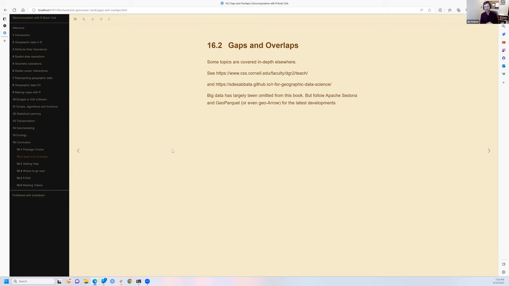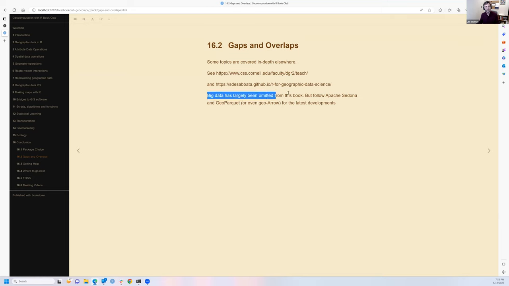I noticed in this book, not just in the conclusion, but throughout, they do mention other people's work, which I think is really generous of them. In 16.2, for example, they point out there's a geographic data science book specifically that you could go and read. It's also open source, online and available. And there are also courses or mini courses, like this one from Cornell, that teach geospatial topics.